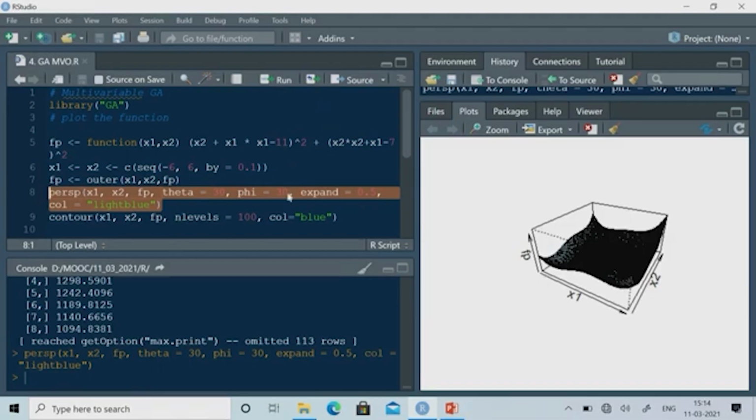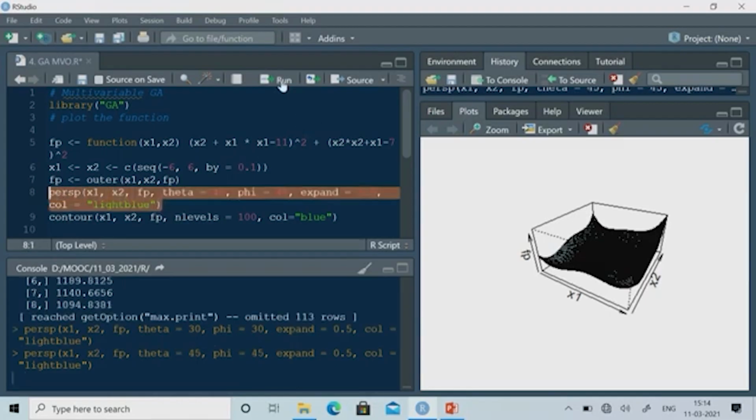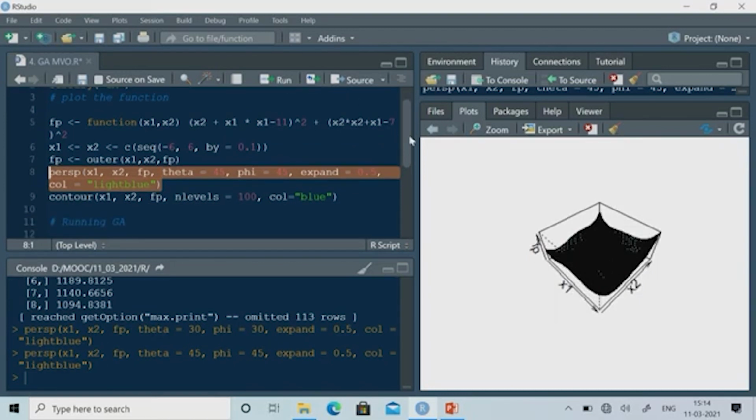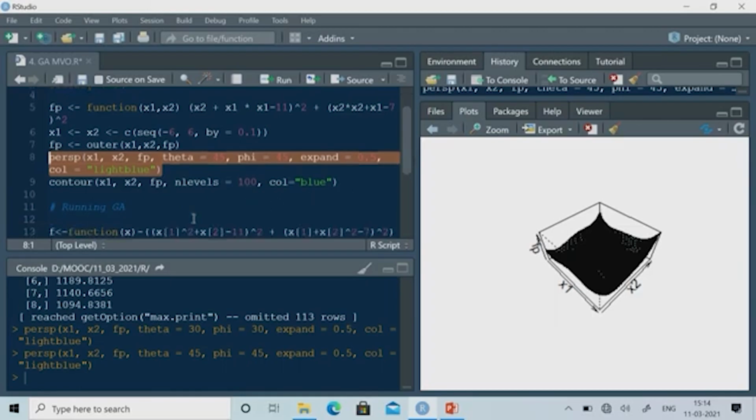So, this is the 3D plot, and if you want to change your view, suppose I want to use 45 degree and 45 degree. So, the horizontal and vertical angle I can change. Okay. So, this I can change, and maybe I will get a different view. I am getting a different view. So, this is the 3D view of this particular function, but I would like to see the contours.